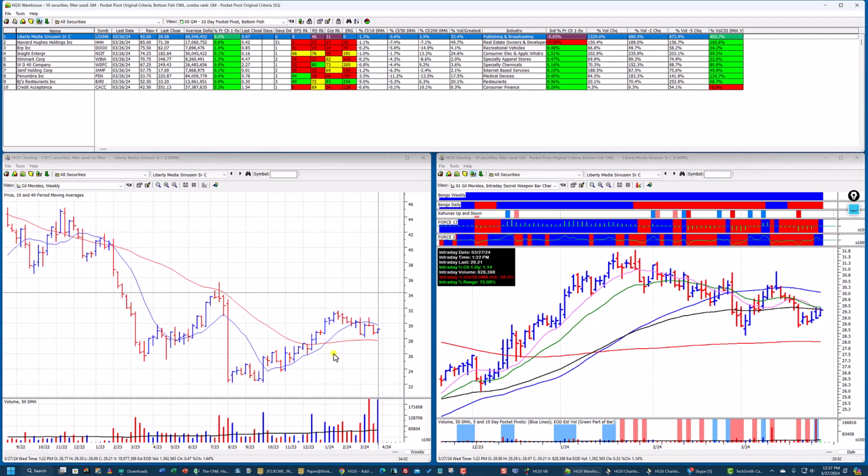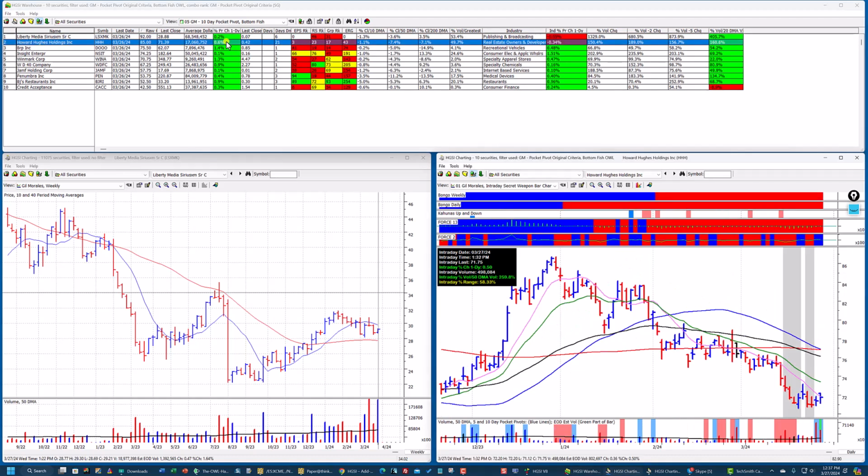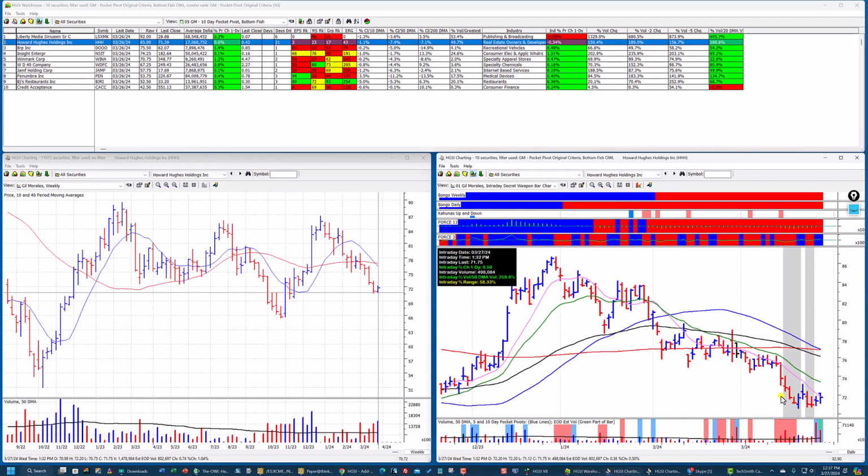Oh, it's been lower, but anyway, that's a limitation of the filter. You just look at these visually. Let's look at Howard Hughes Holding. Now here's a true bottom fish on the daily chart, weak on the weekly chart too. But here's your pocket pivots, or you're starting to see buying coming in.